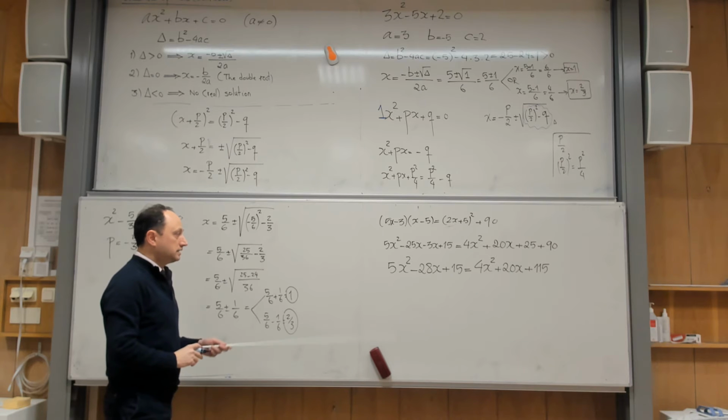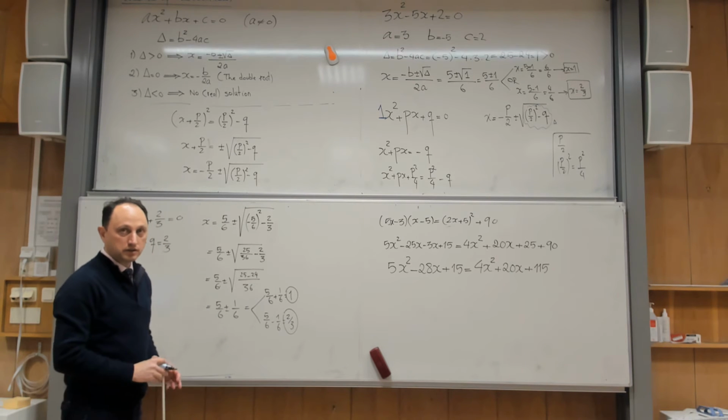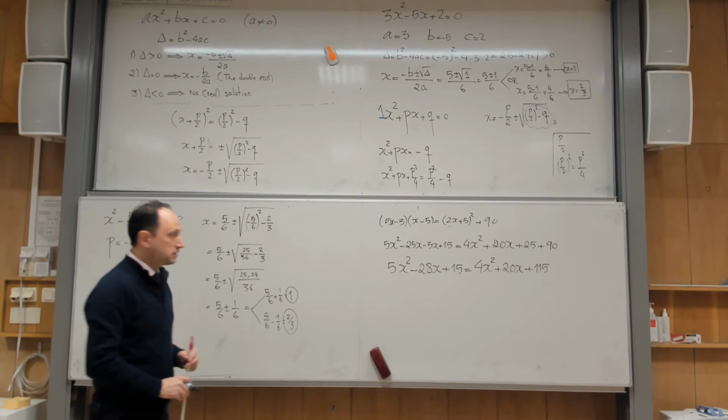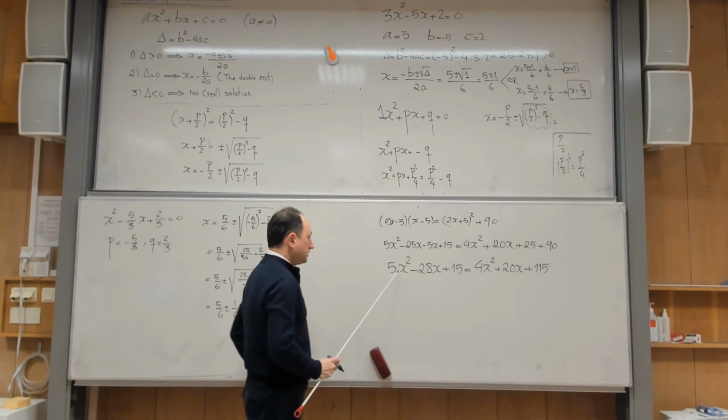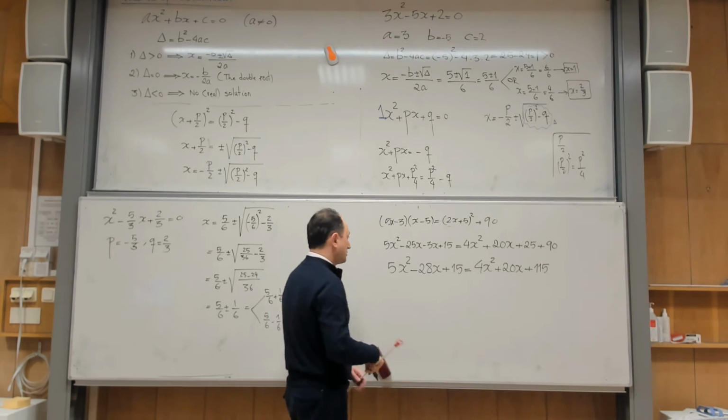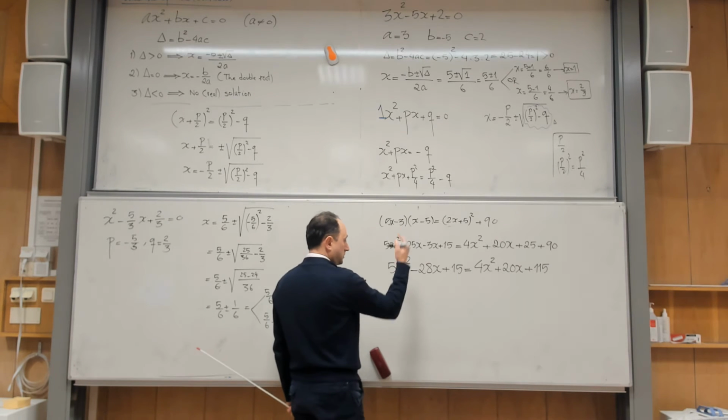Now I realize that this is indeed a quadratic equation. So I have to move everything to one side, yes? And let us do it in our head. 4x squared is moved to the left, it becomes negative 4x squared, and 5x squared becomes positive x squared.